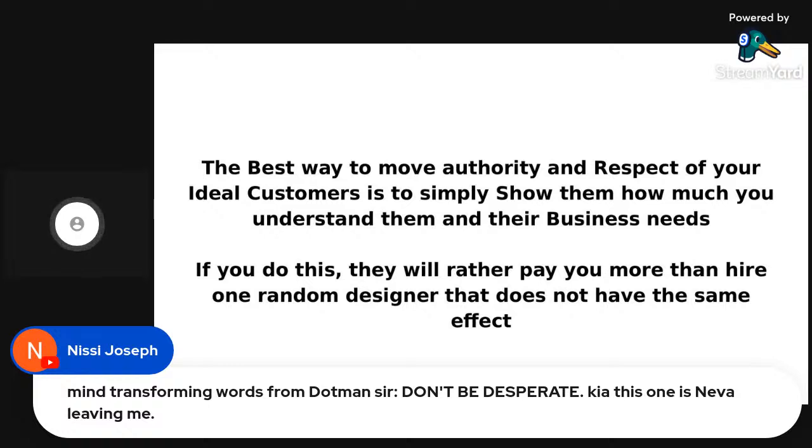Now, this is what separates the professionals from people that are just starting. People that are just starting just want to make a design for clients, but professionals want to actually meet their needs. Now, if you do this, they would rather pay you more than hire one random designer that does not have the same effect.